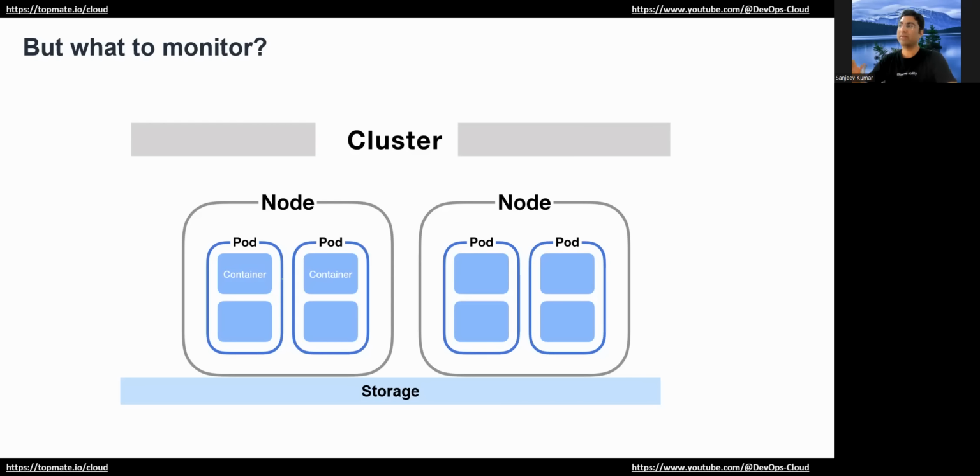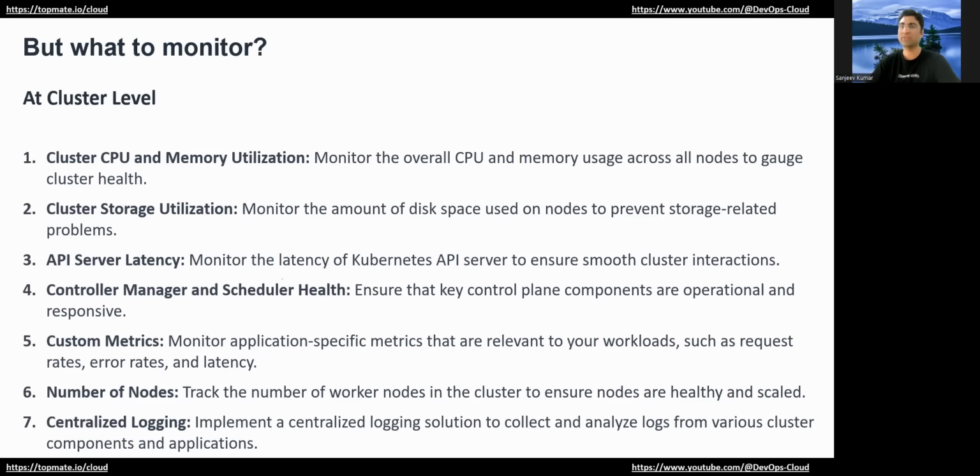But what do we monitor at cluster level? You will be monitoring something at cluster level, something at node level, something at pod level, and something at container level. And then there is the shared service, which is the storage, shared by node 1 and node 2, so you would want to monitor the storage also. AWS allows you extensible storage, but you would still want to monitor that you are not consuming the entire storage.